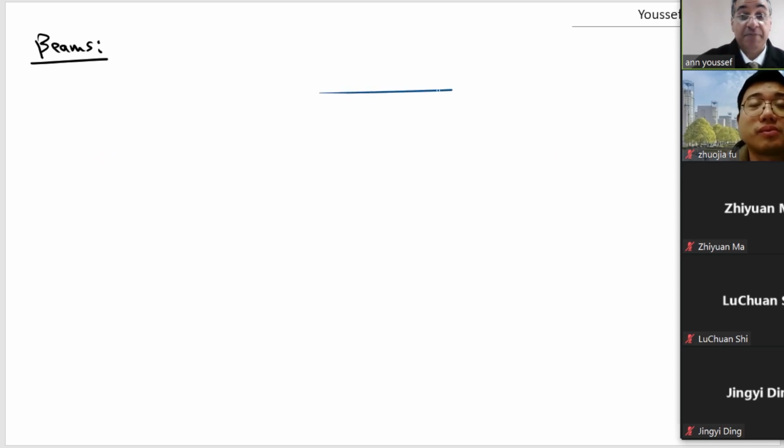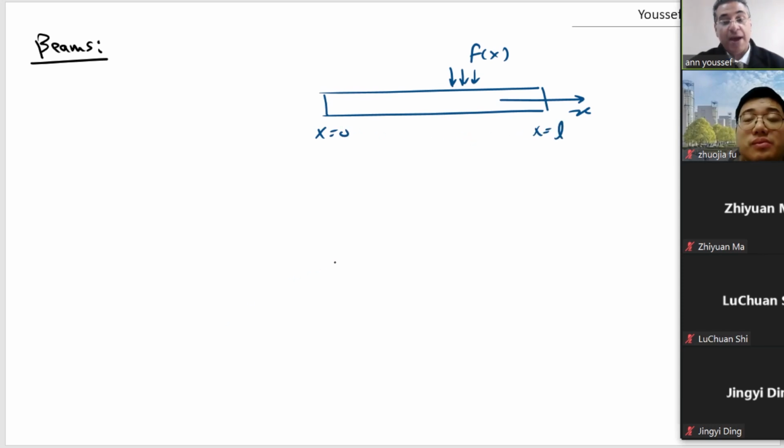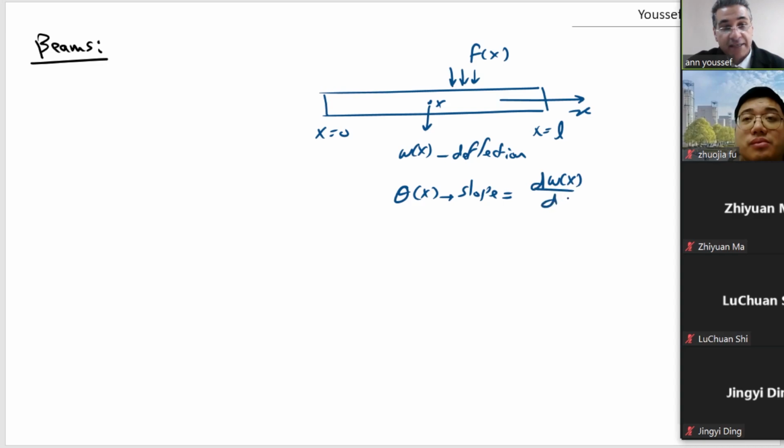In beams, this is your beam in bending, and this is x. So you have here f of x, and this is x equal 0, and this is x equal L. Now you have deflection at any point x. You will have w of x, this is the deflection. And you have theta of x, this is the slope, and this is equal to dw of x by dx.